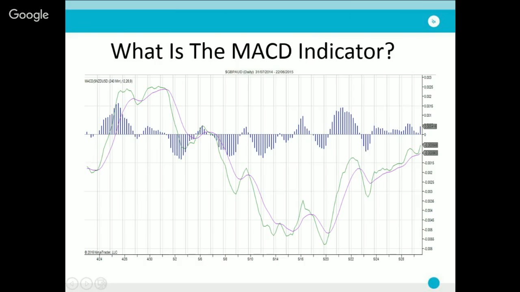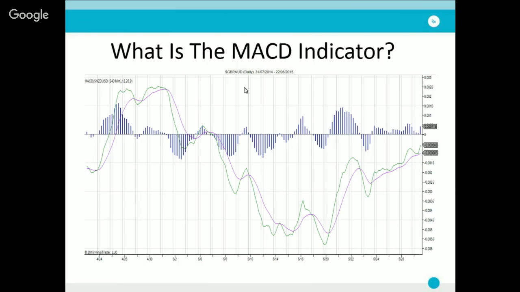Does it have different settings for different time frames? The default settings are 12, 26, and 9. Obviously, you can see here we're looking at a daily chart. So the 12, 26, and 9 refers to daily periods. Obviously, then if you're down on the hourly chart, that would refer to hours.